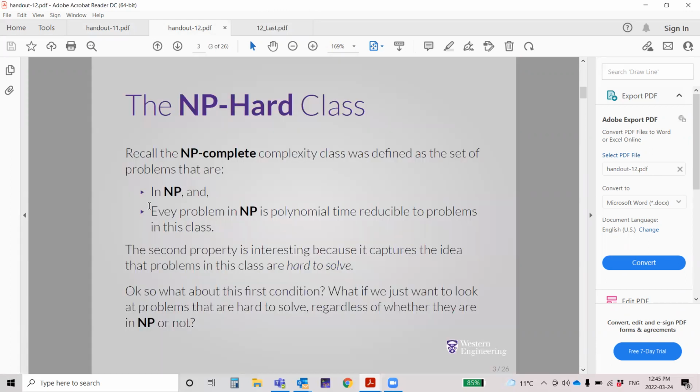NP hard class. Recall the NP complete complexity class was defined as the set of problems that are in NP, and every problem in NP is polynomial time reducible to a problem in this class. The second property is interesting because it captures the idea that the problems in this class are hard to solve, but easy to verify, if you remember last class. The NP complete problems are hard to solve, but once you bring a solution to me, it's easy to verify that it's a correct solution.